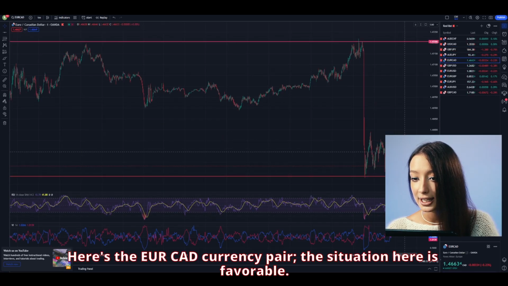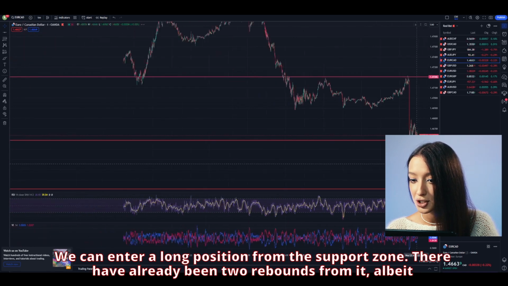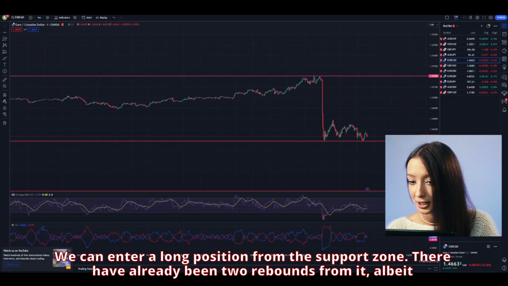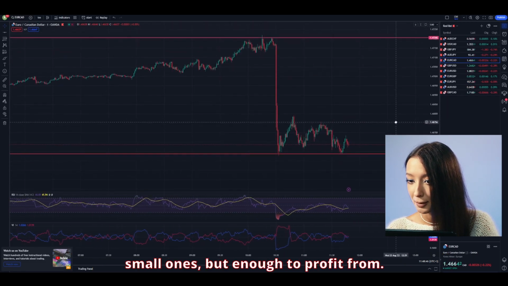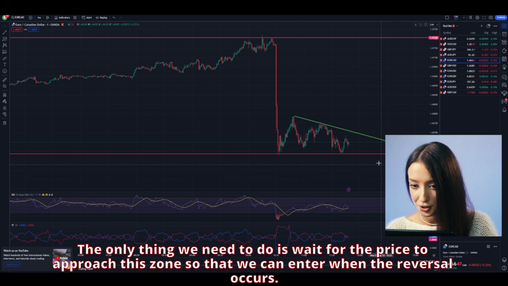Here is the EUR CAD currency pair. The situation here is favorable. We can enter a long position from the support zone. There have already been two rebounds from it, albeit small ones, but enough to profit from. The only thing we need to do is wait for the price to approach this zone so that we can enter when the reversal occurs.